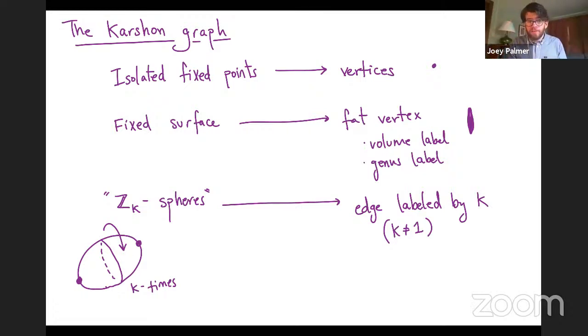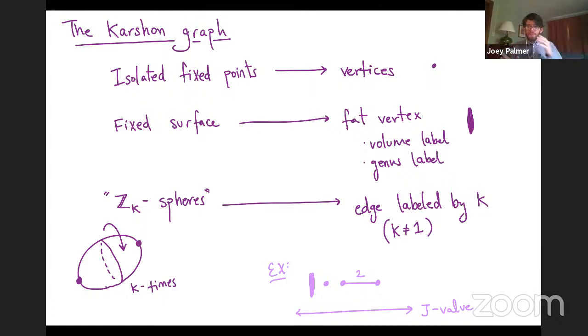And the thing you can notice is that, well, if you have a sphere that's rotating, the poles of that sphere are fixed points. So the ZK spheres connect isolated fixed points, which is why it makes sense for them to show up as edges in the graph, because they're connecting the different vertices, which are the isolated points. And so this would be sort of like a picture of what a Poisson graph would look like.